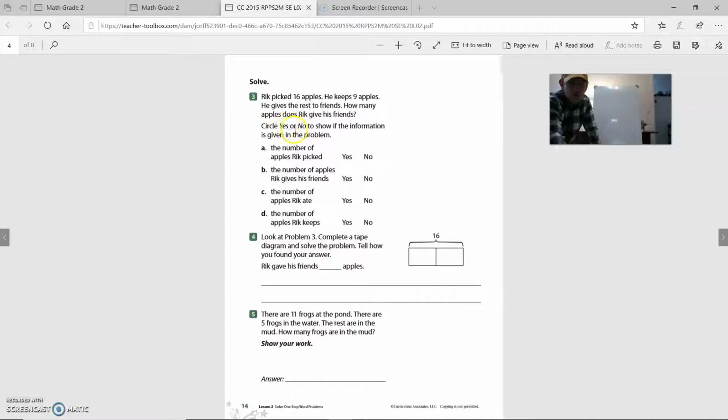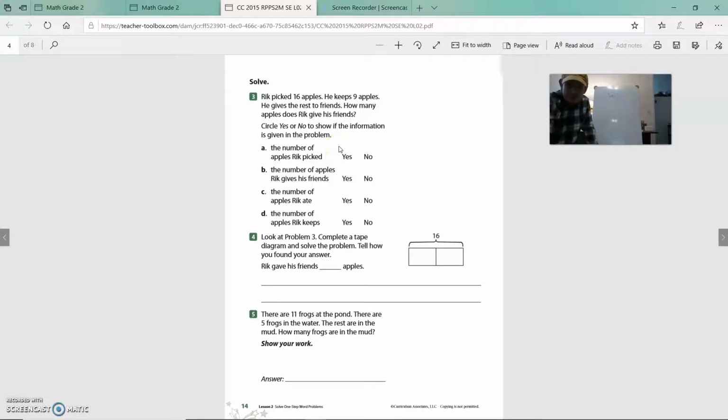Circle yes or no to show if the information is given in the problem. The number of apples Rick picked. Well, at the very top here it says Rick picked 16 apples. So, yes. I know how many apples Rick picked. So I would circle yes.